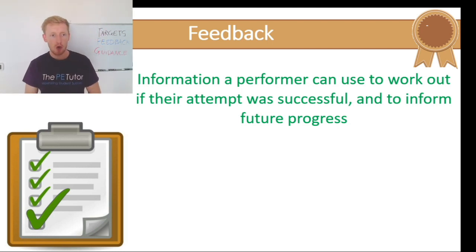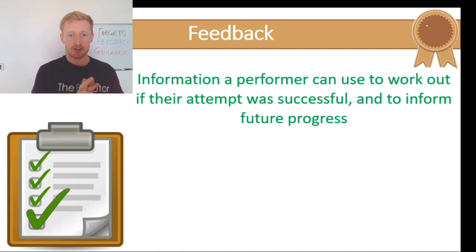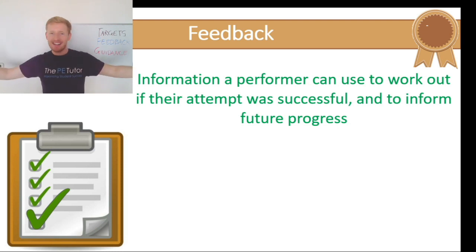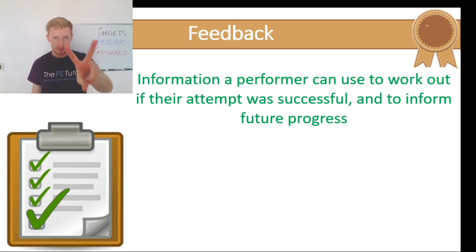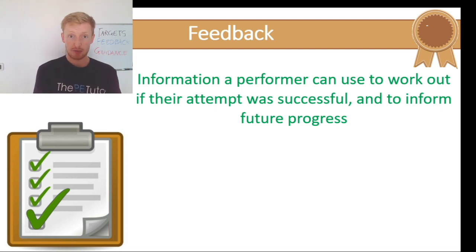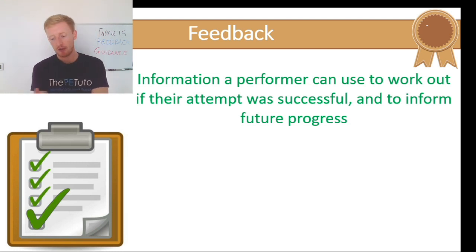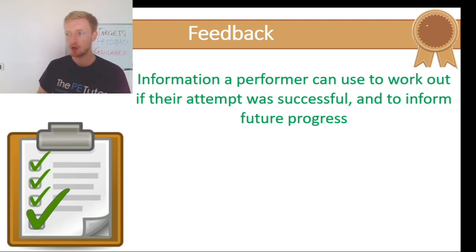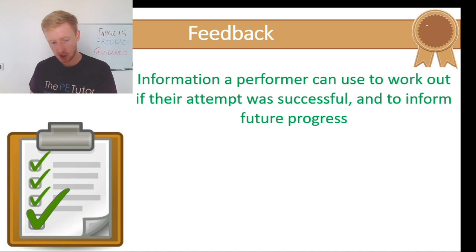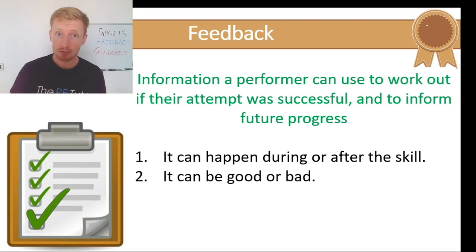Information a performer can use to work out if their attempt was successful and to inform future progress. Think about any exam you've ever sat. Your feedback comes in two forms. You get the score on the front, assessment of learning, what did you actually just prove? And then you've got the assessment for learning inside. You've got the constructive feedback, hopefully, saying this is what you missed off. This is what you could do to improve. Those comments don't actually change what score you got on the front, but they will help you get better so that the next time you do it, you should be a little bit better. So feedback, the information we can use to work out if the attempt was successful and what we need to do to improve. It can happen during or after the skill.